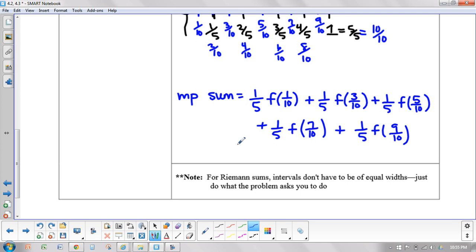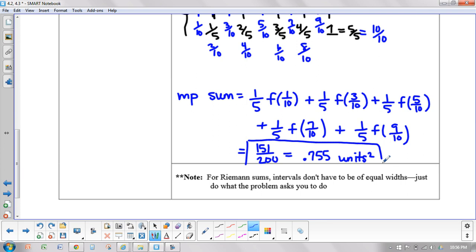And like we talked about, it might be easier for you to just factor out the 1/5 and then add up all the function heights. That's fine too. But you should come up with 151 over 200, which as a decimal is 0.755. Since we know our function is above the x-axis the whole time, this would be in square units. This is area. But again, that's not the case if your function is not always above the axis.